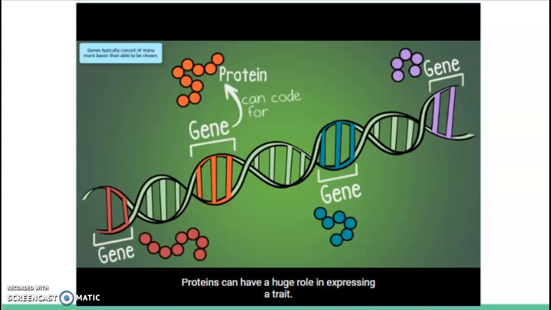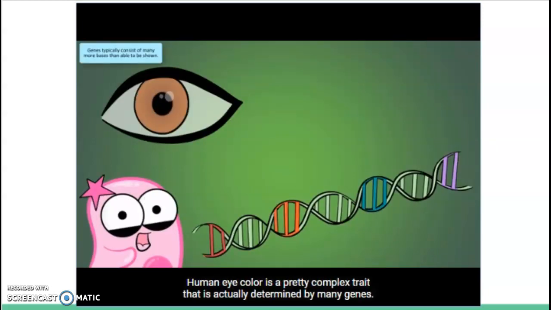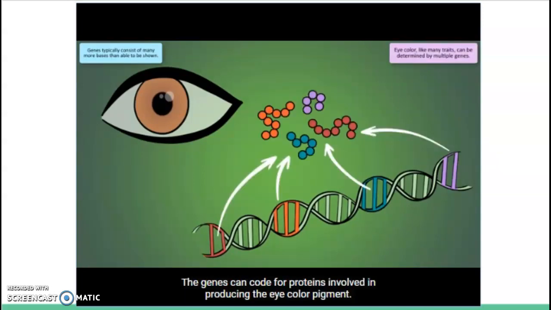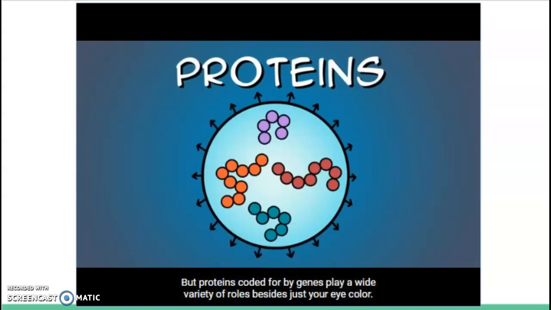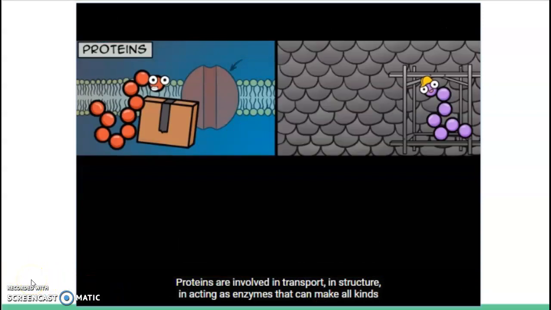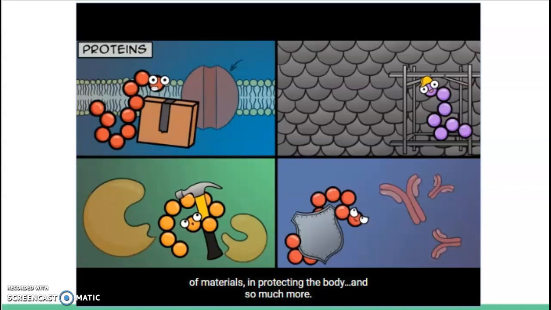Genes can code for proteins. Proteins have a huge role in expressing a trait. For example, let's consider your own eye color. Human eye color is actually pretty complex. It's determined by many genes. The genes can code for proteins involved in producing the eye color pigment. But proteins coded for by genes, they can play a wide variety of roles besides just your eye color. Proteins are involved in transport, in structure, in acting as enzymes that can make all kinds of materials, in protecting the body, and so much more.